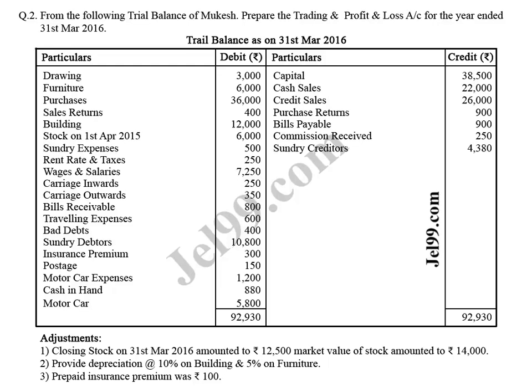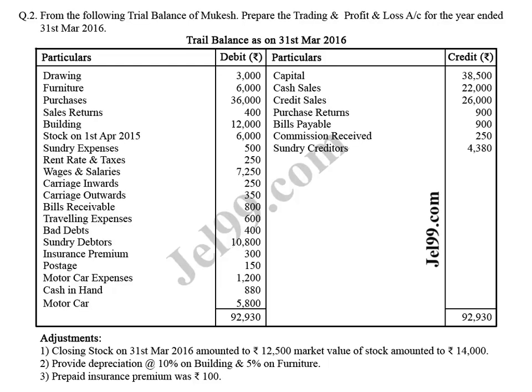After completing the trial balance, now we will see the adjustments. Number 1. Closing stock on 31st March 2016 amounted to rupees 12,500. Market value of stock amounted to rupees 14,000. Number 2. Provide depreciation at 10% on building and 5% on furniture. Number 3. Prepaid insurance premium was rupees 100. You are required to draw the tables.